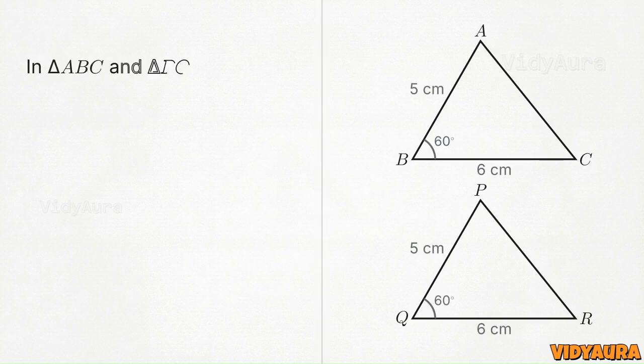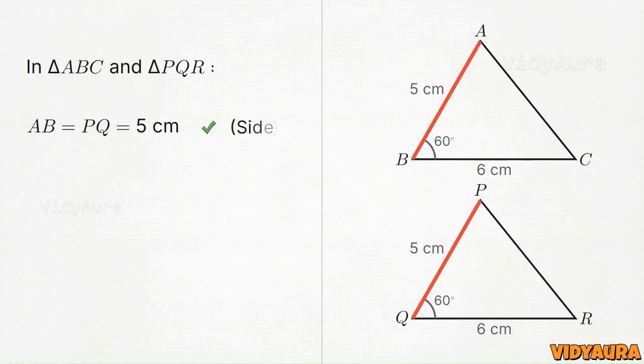Step 1 is setting up our formal documentation. We state exactly what we are comparing in triangle ABC and triangle PQR. Looking at the diagram, we can see side AB is 5 centimeters and side PQ is also 5 centimeters. We write that down on the left. AB equals PQ equals 5 centimeters. We add a check mark and label it side.